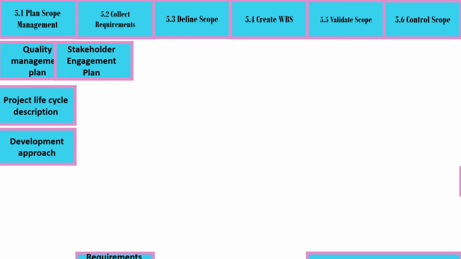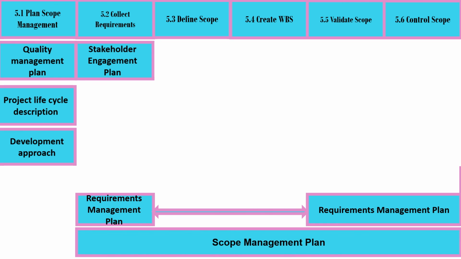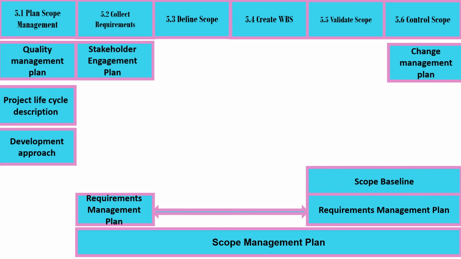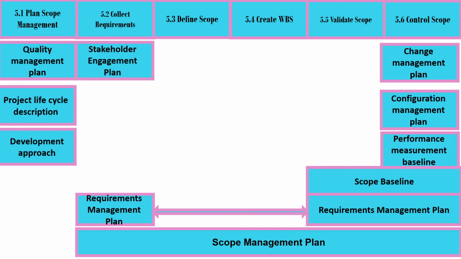Collect Requirements has Stakeholder Engagement Plan, Requirements Management Plan, which is shared with both Validate Scope and Control Scope, and Scope Management Plan, which is shared with all processes except Plan Scope Management. Validate Scope has Scope Baseline, which is shared with Control Scope. Finally, Control Scope has Change Management Plan, Configuration Management Plan, and Performance Measurement Baseline.